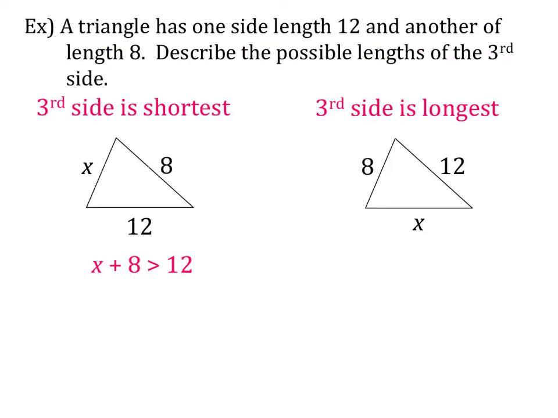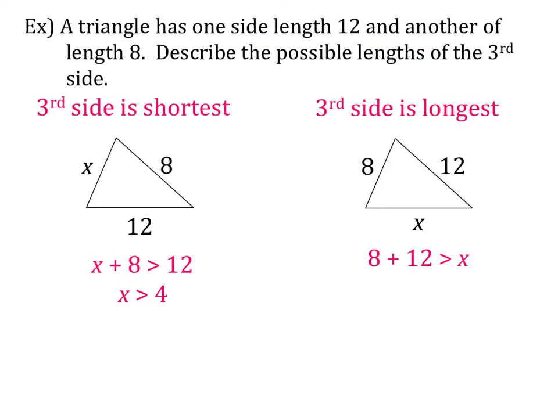So like the triangle inequality theorem said, I should be able to pick any two sides and they'll be greater than the third. Well, I'm always going to want to pick the smallest two sides and try to make them larger than the biggest. So in this case, that would be x plus 8 needs to be greater than 12. And so when I subtract 8, that means x has to be greater than 4.